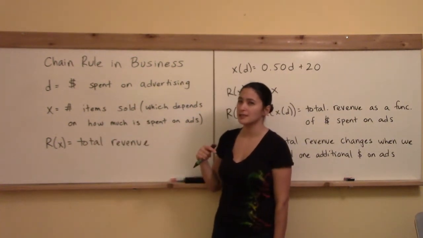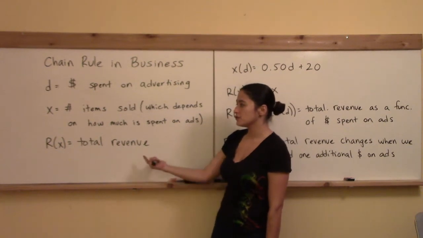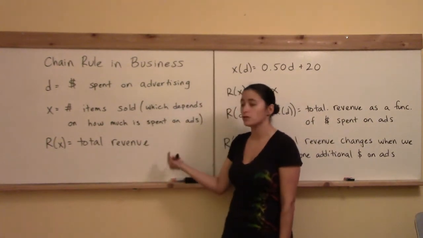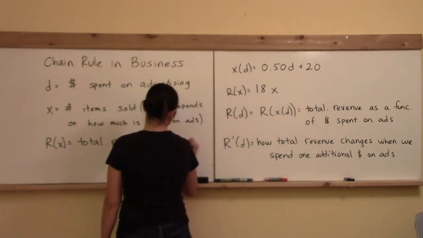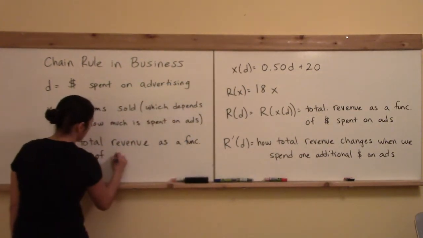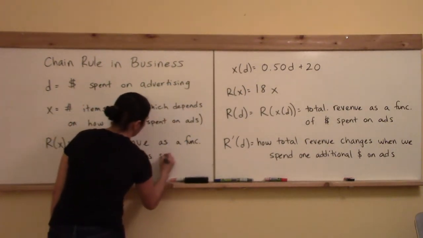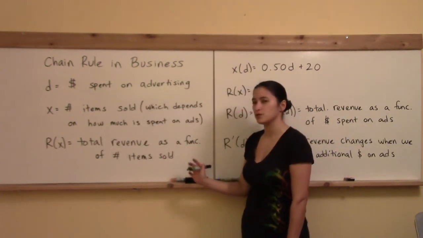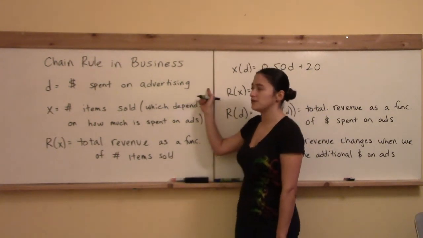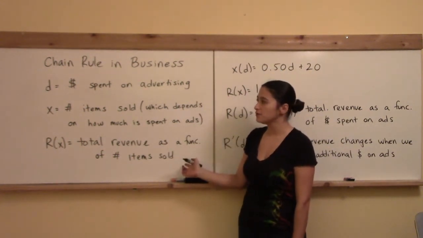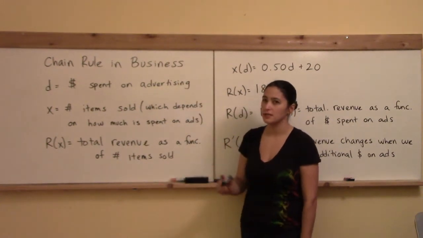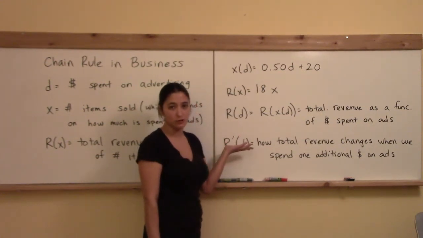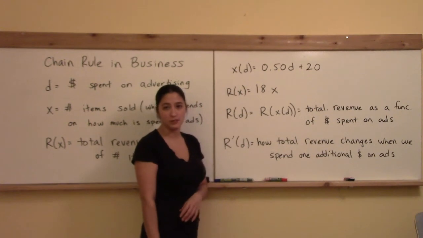But usually we see X as our input, not our output, because usually X is the letter that we input into a function, let's say R of X, which is our classic total revenue, and this one is as a function of the number of items sold. Okay? So it turns out that not only does our total revenue depend on the number of items sold, but that depends on how much we spend on advertising. So really our total revenue depends on how much we spend on advertising. So if we're going to recast the function R in terms of the independent variable D, dollars spent on advertising, that's going to be a composition of functions.